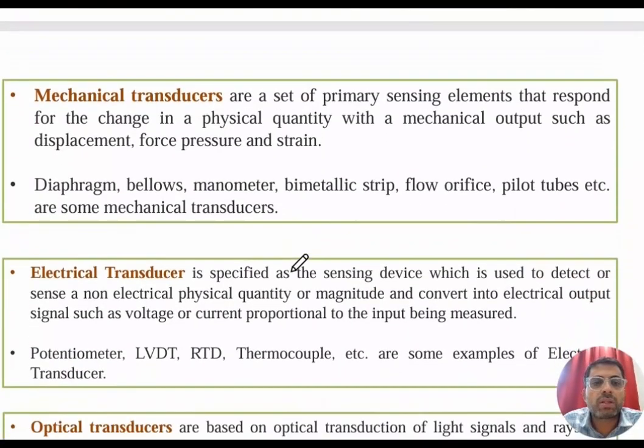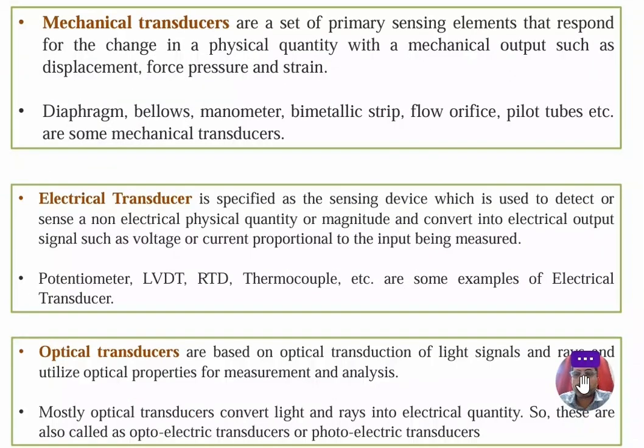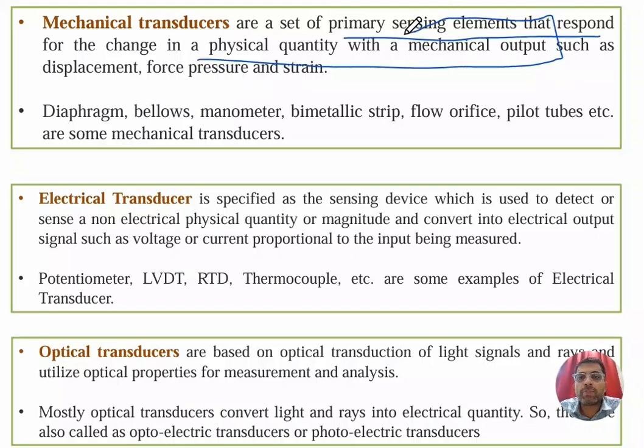The mechanical transducer. So what is a mechanical transducer? Mechanical transducers are a set of primary sensing elements that respond to the change in the physical quantity with a mechanical output. Very important, mechanical output such as displacement, force, pressure, and strain. Okay. The examples are diaphragm, bellows, manometer, bimetallic strip, etc.